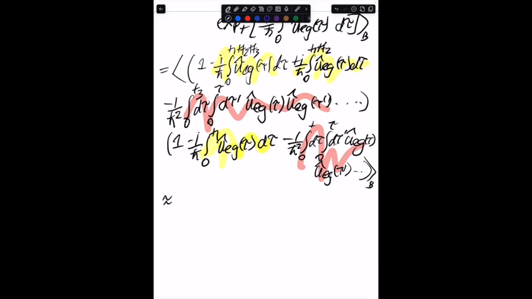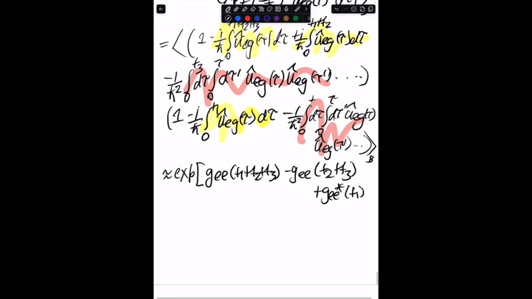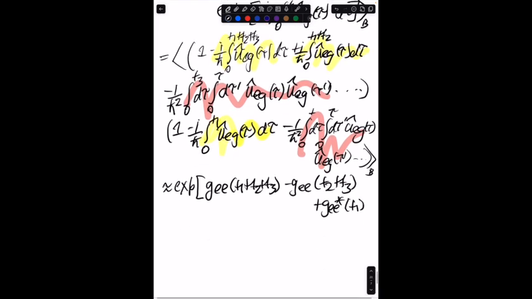So it's approximately equal to the exponential of your first term, which will give you a plus. I'm just going to go ahead and write the terms this time: G(T1 + T2 + T3) minus G(T2 + T3) plus G*(T1), which I'm doing merely by observation, but I do not urge you guys to do that. And this should have a minus sign on the outside, right? And then the next one will have a plus sign.